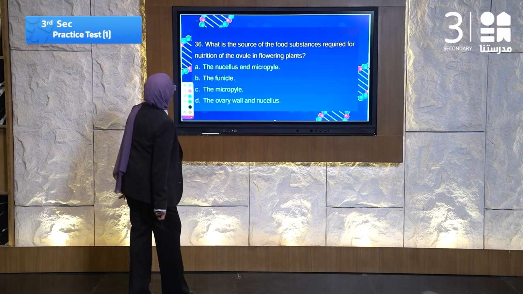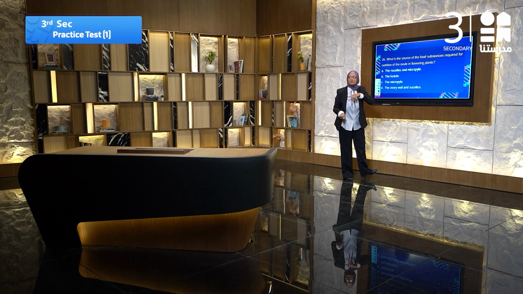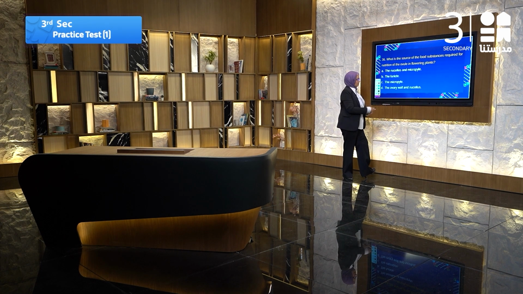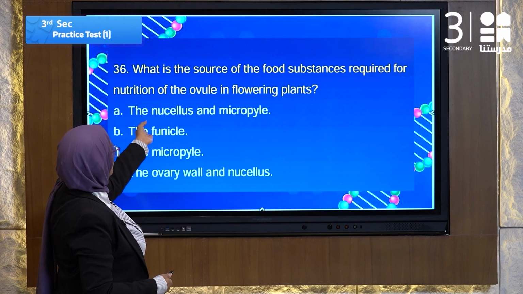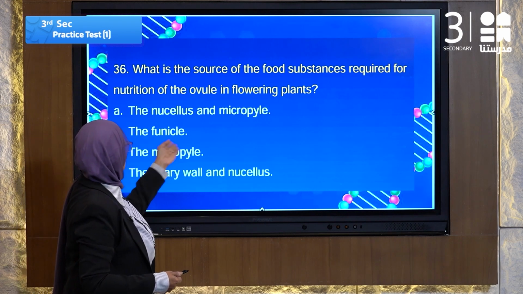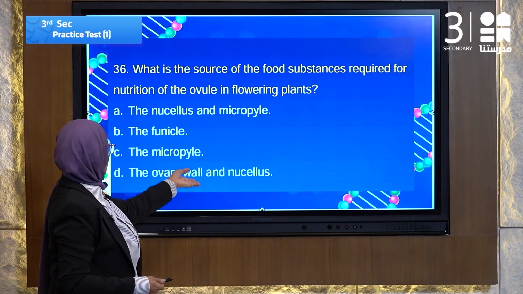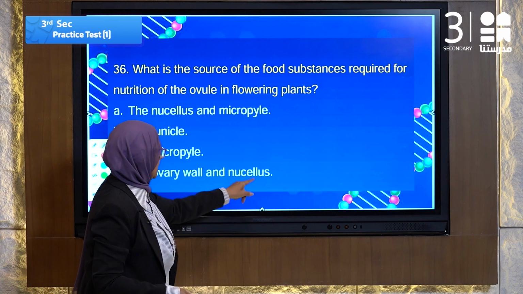Number 36. What is the source of the food substances required for the nutrition of the ovule in flowering plants? Flowering plant, ovule, food, nutrition. Let's read the choices. A, nucellus and the micropyle. B, funicle. C, micropyle. D, ovary wall and nucellus.